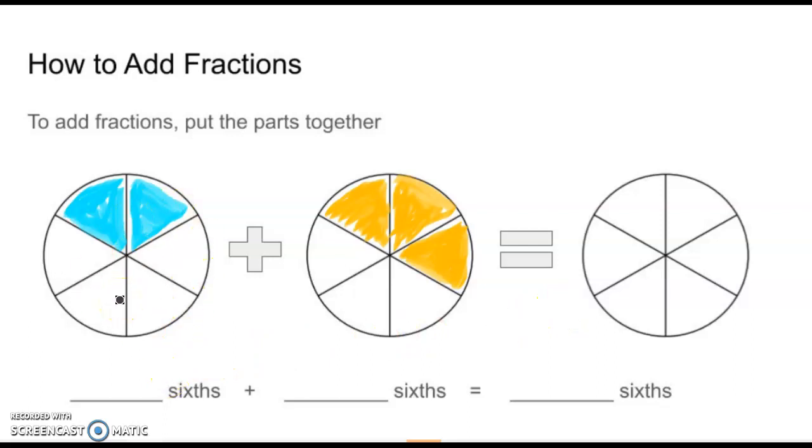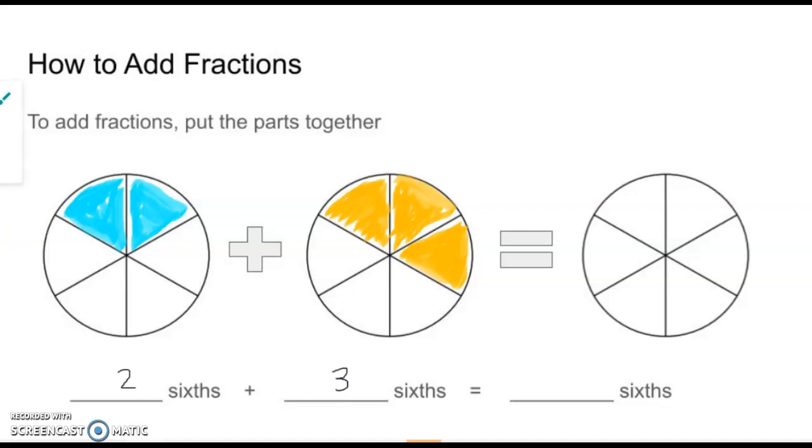You can see right here, we have a circle and it's divided up into 6 equal parts. And 2 of those parts are being counted. So we would write that as 2/6. Moving on to here, this is also divided into 6 equal parts, and 3 of those parts are being counted. So we would write that as 3/6.